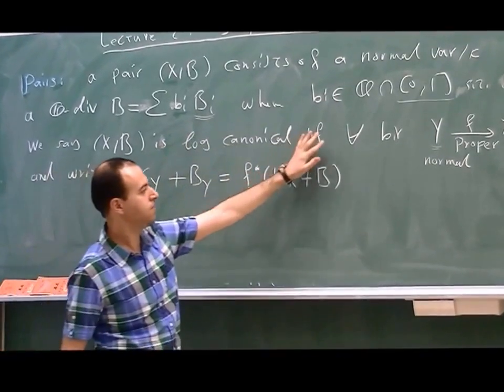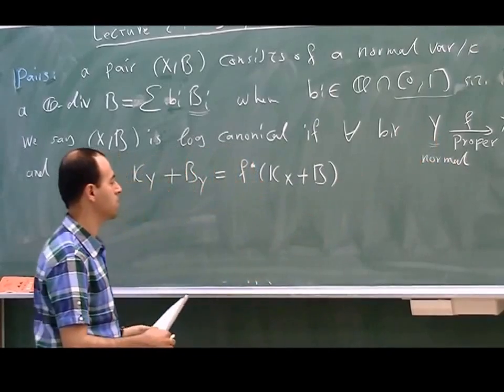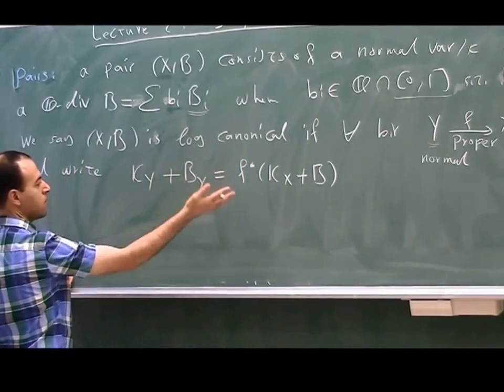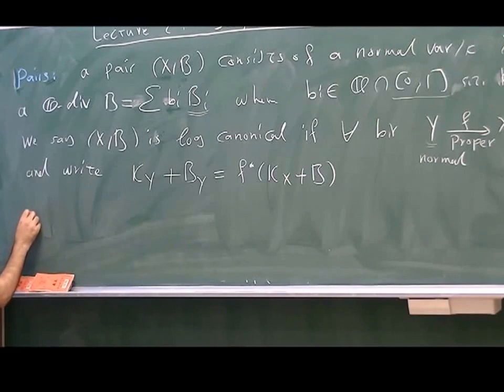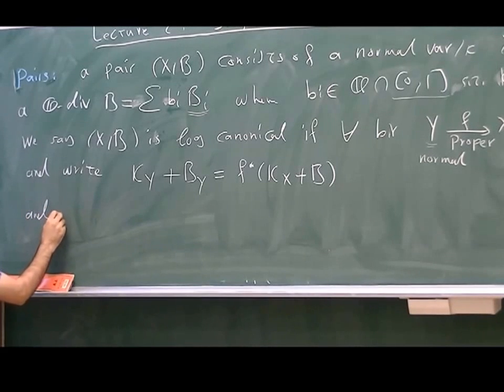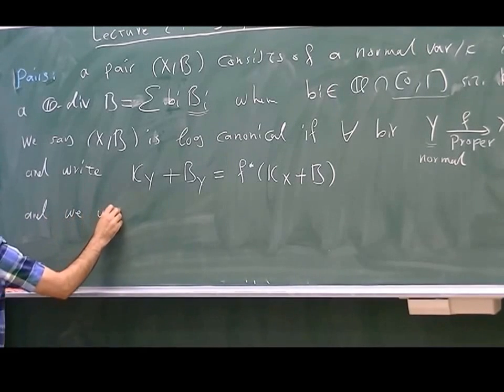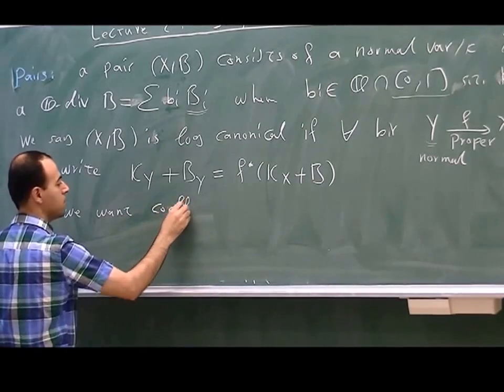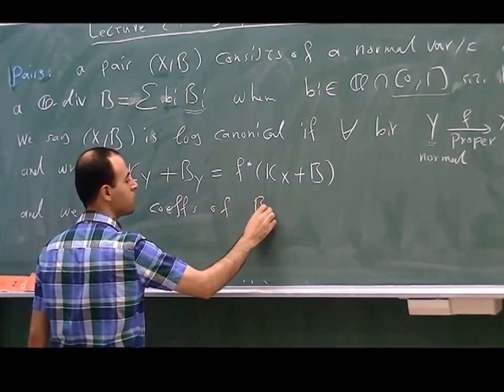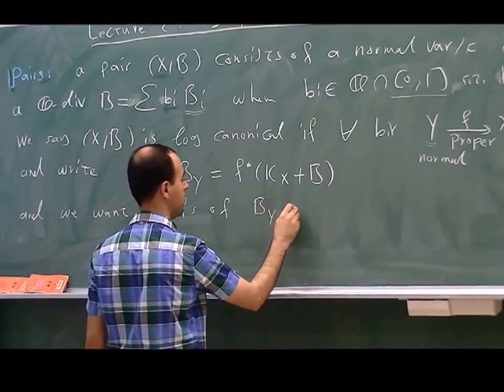So if you take any one of these forms, especially a resolution, then you write a formula of this kind, and then we want the coefficient of this divisor to be not more than 1.